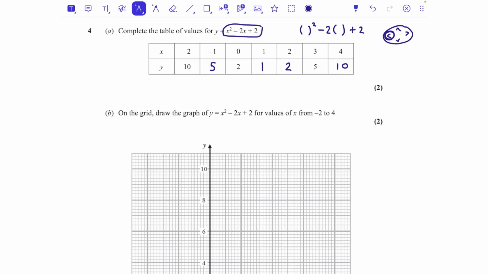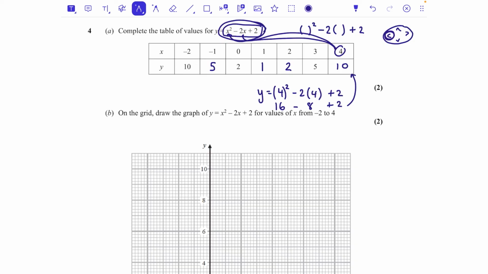So all I was doing there, let's just show you with the 4, is putting the 4 where the x is here and where the x is here. So to get y, you need to do 4 squared minus 2 lots of 4, add 2. And by putting it in brackets, you make sure that any negatives are squared correctly. So 4 squared is 16, take away 8, add 2, and that is indeed 10. So that's how we got that answer there. You're just using this as your rule. And now we've got to draw it.